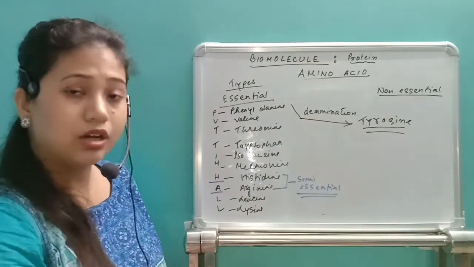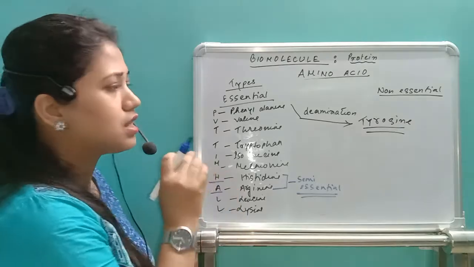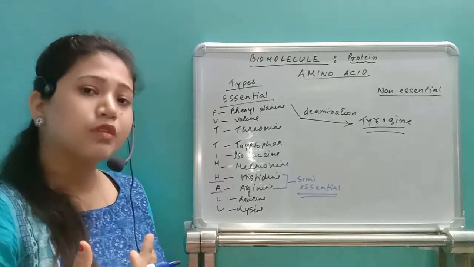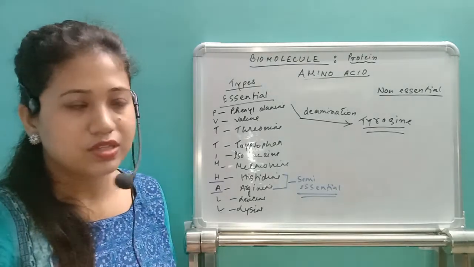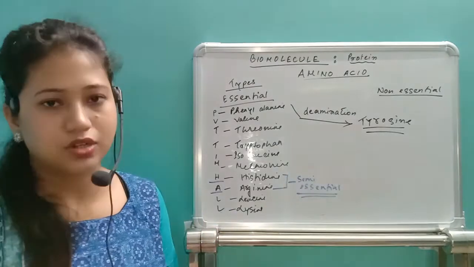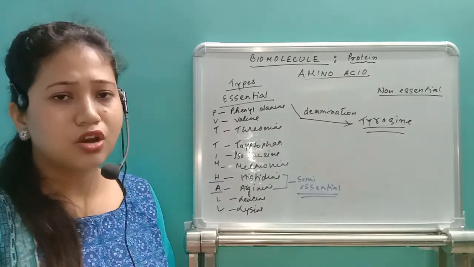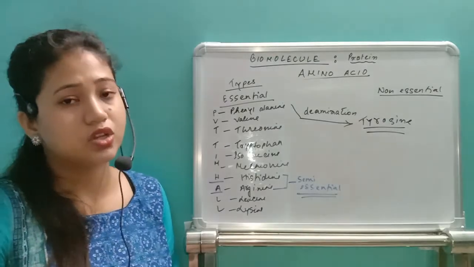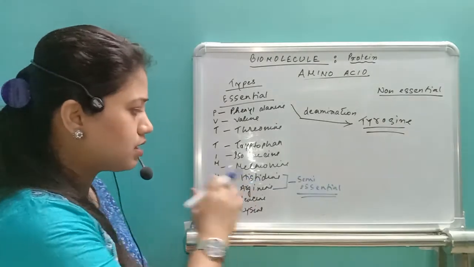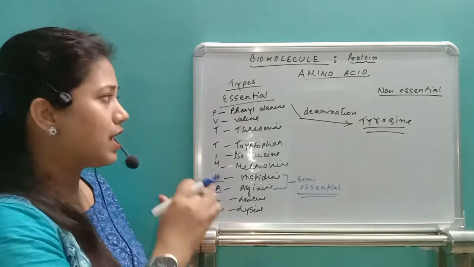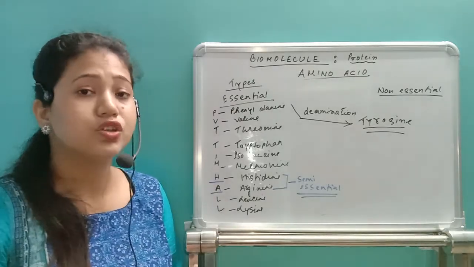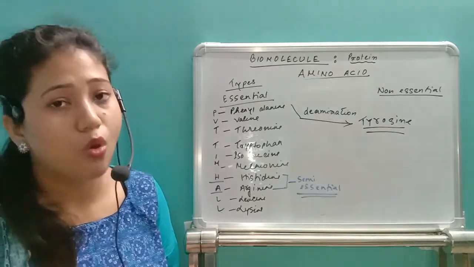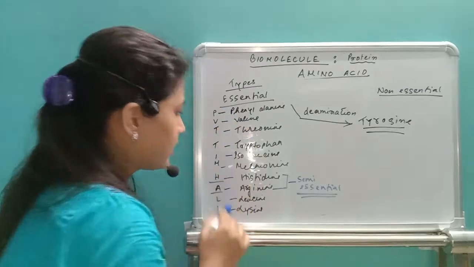So once again, the amino acids which we can produce by ourselves from the different essential amino acids will be called non-essential amino acids. The amino acids which are synthesized in our body very slowly will be called semi-essential amino acids. Two of the semi-essential amino acids we have seen are histidine and arginine. And the essential amino acids are those which we have to get in the food, and we cannot synthesize on our own. Then this will be called the essential amino acids.